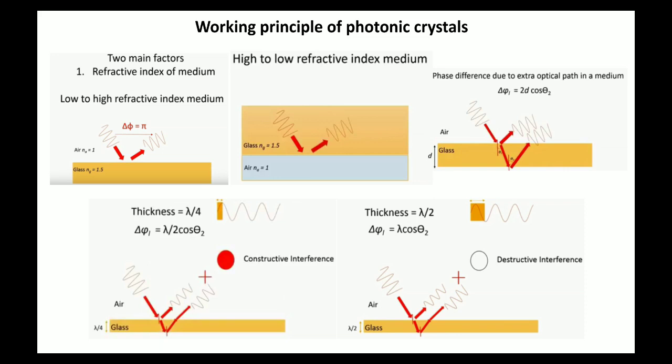When the thickness of the glass is lambda by 4, then the path difference is lambda divided by 2 cos theta 2.